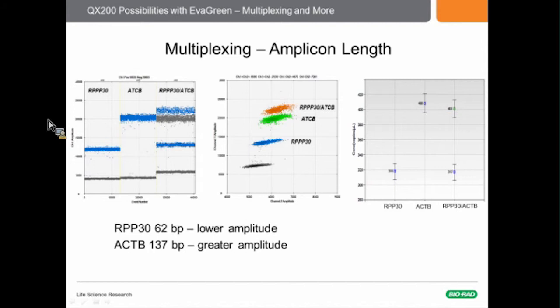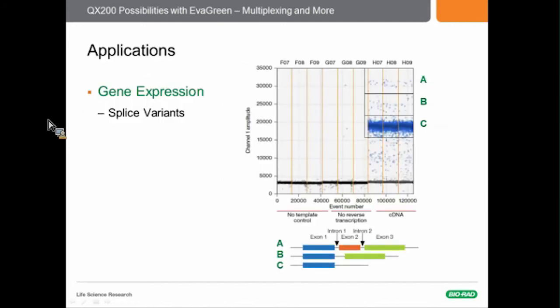Another example of multiplexing could be the use of multiplexing to detect splice variants in gene expression. Alternate splicing events result in RNA of various lengths, and these amplicons may be detected as shown in this 1D plot, since different lengths give rise to changes in amplitude in the 1D plot. For example, here the main mRNA population designated by the letter C can be differentiated from two additional splice variants, A and B, just simply due to amplicon size.